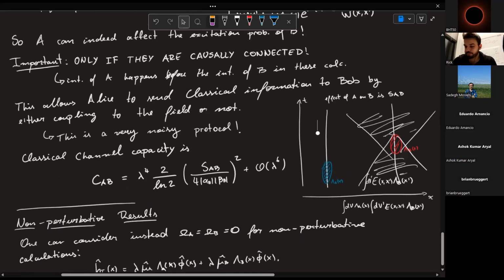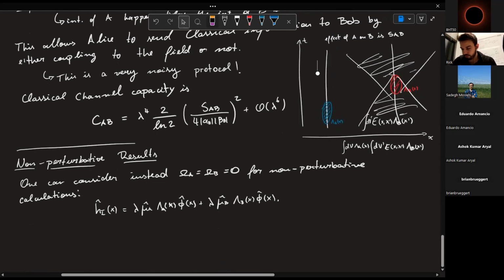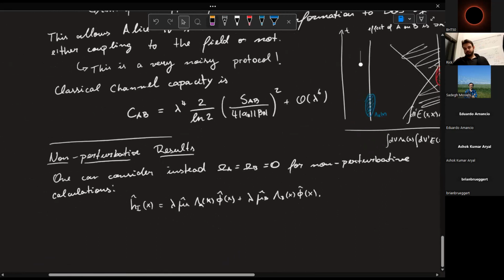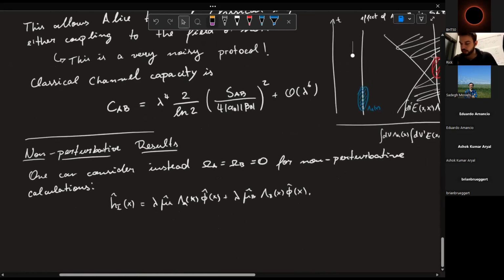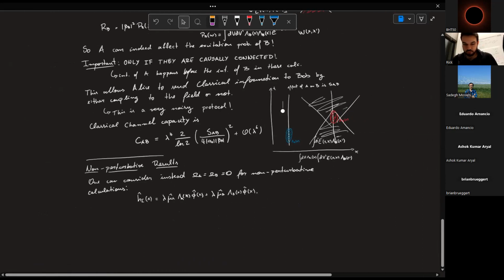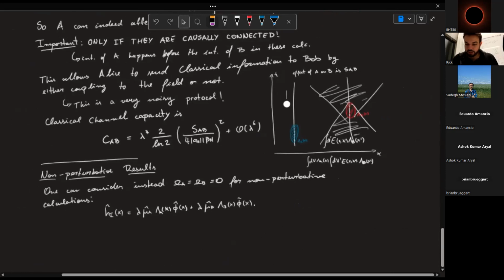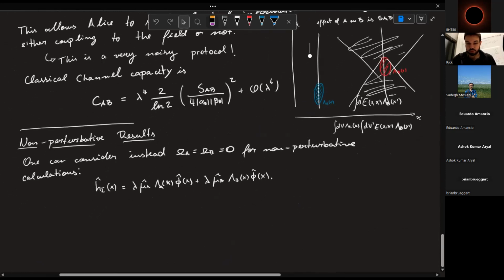Thanks for the question. Cool. No worries. But yeah, this is basically the quantum field being compatible with causality. Okay, I really went to the side here. Okay, nice. So let's go back to the non-perturbative results.